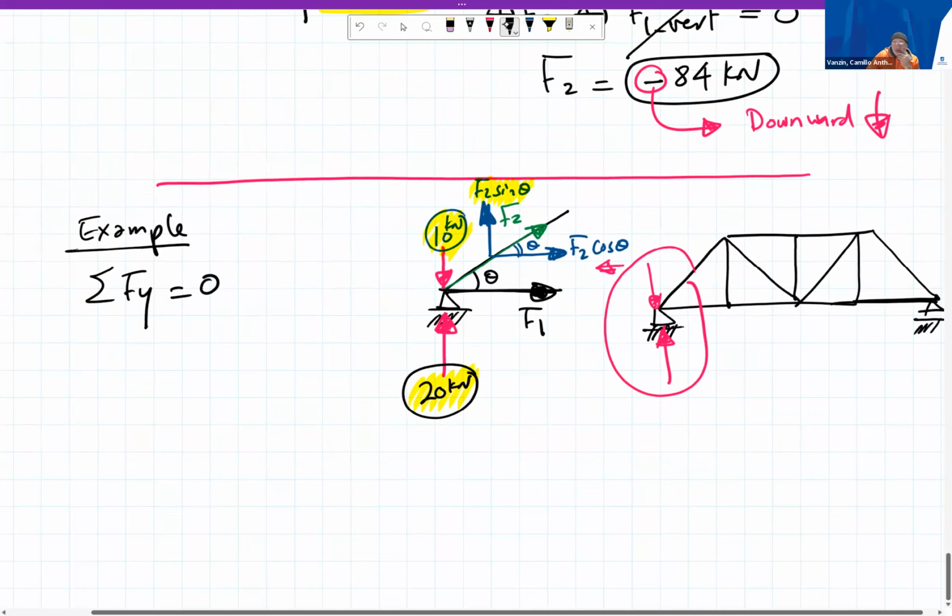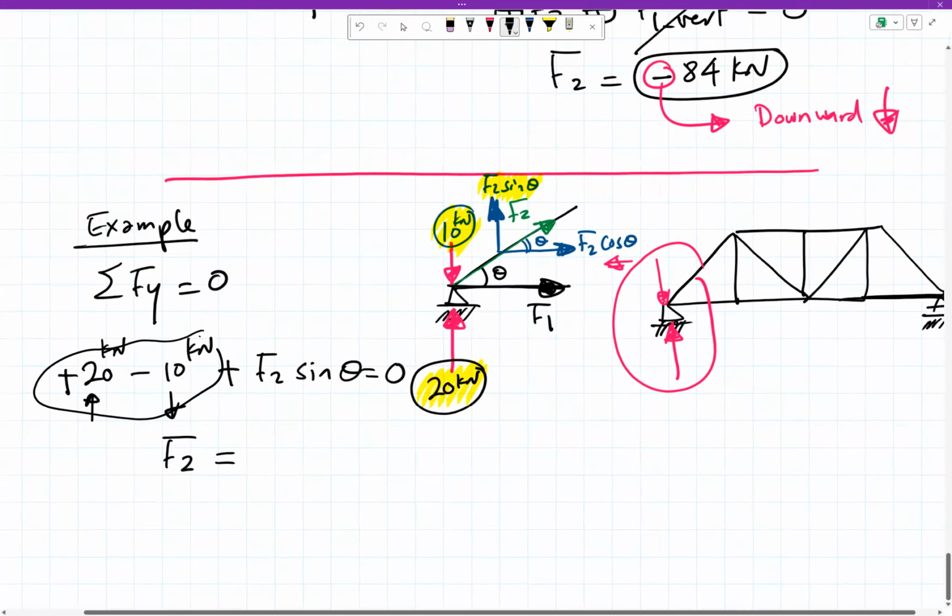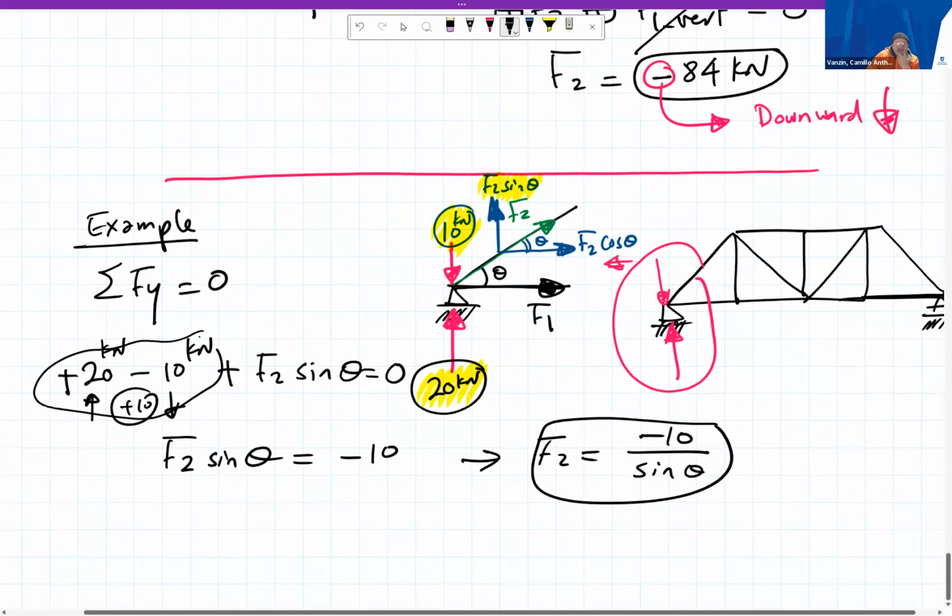So the equilibrium equation will be, for example, 20 upward, positive, minus 10 downward, so negative, right? Plus F2 sine theta. So this should be equal to 0. Now you can find F2. These two together will be positive 10, so send it to the other side, it becomes -10. So F2 sine theta will be equal to -10. So F2 will be -10 over sine theta.